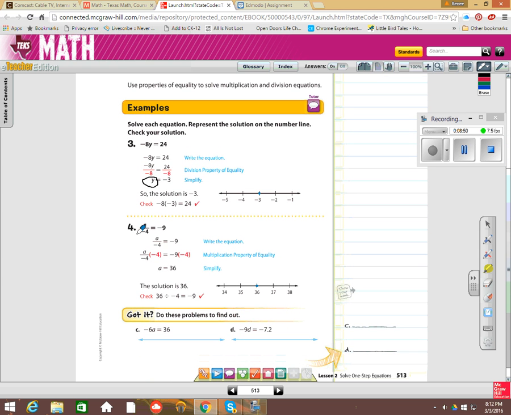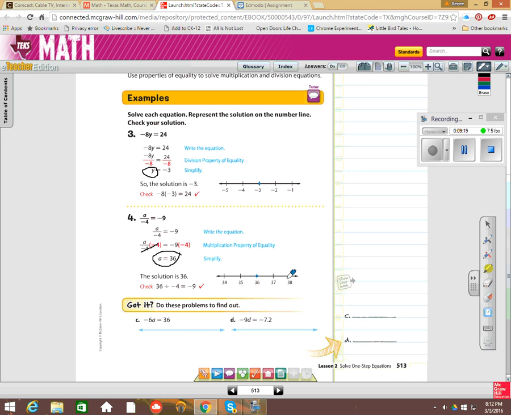And for number 4, this is a division problem. So the opposite of division, we're going to multiply both sides by negative 4 in order to eliminate the 4's and leave the variable by itself. So if you multiply negative 4 times negative 9, it's a positive 36. And that is the solution, and you graph. Now I'll give you a few moments to do the got it problems before we start the homework.